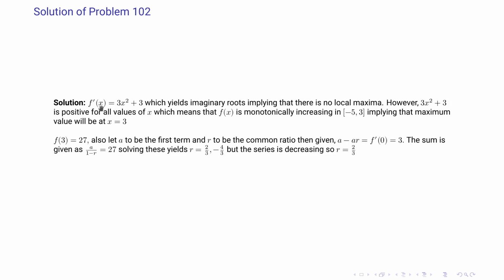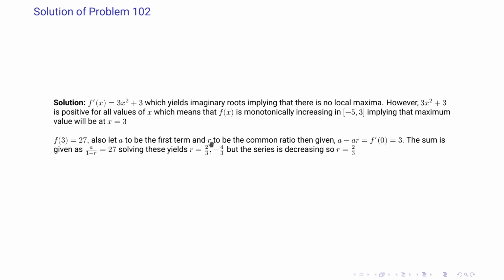So f dash x on differentiation will yield 3x square plus 3, which will have imaginary roots. That means there is no local maxima. Now we observe that 3x square plus 3 is positive for all values of x in the given interval, which means that f x is monotonically increasing in that interval, which further implies that the maximum value will be at x is equal to 3. So f of 3 is 27, which will be the sum of the geometric progression.